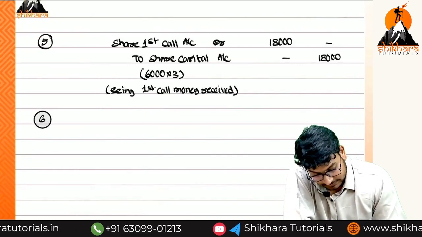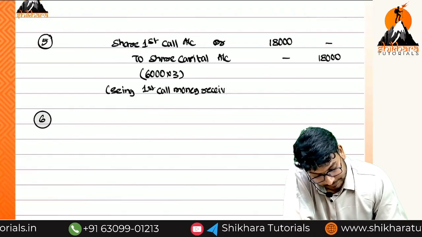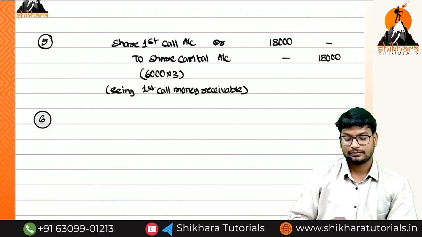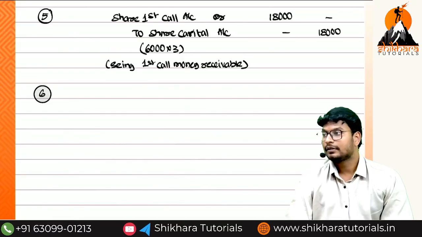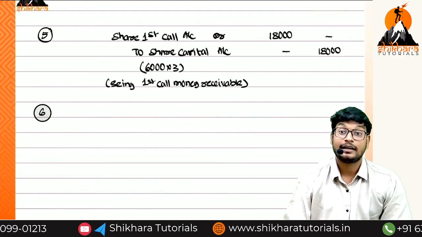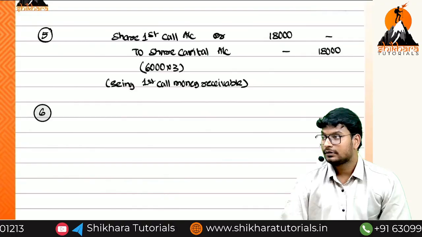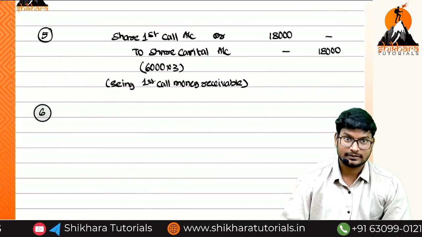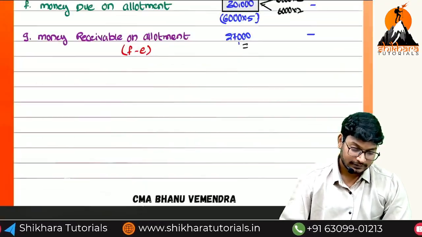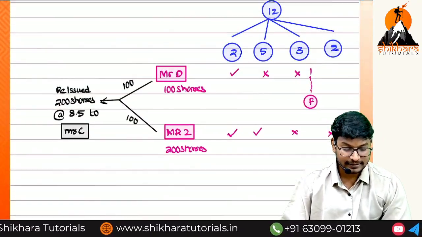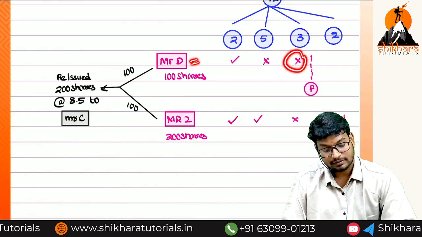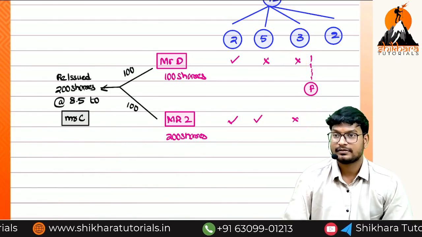Receivable. Being first call money receivable. What is the sixth entry? We have received on full, but we have not received on 100 and we have not received on 200 also. Yes or no? Yes, D and Z. Z also not paid, right? Do you remember? You see this one. Here we have not received the first call in this fellow and this fellow situation also. Okay?